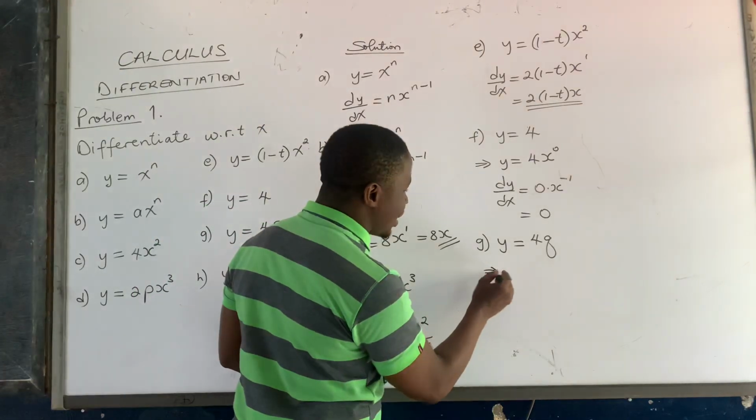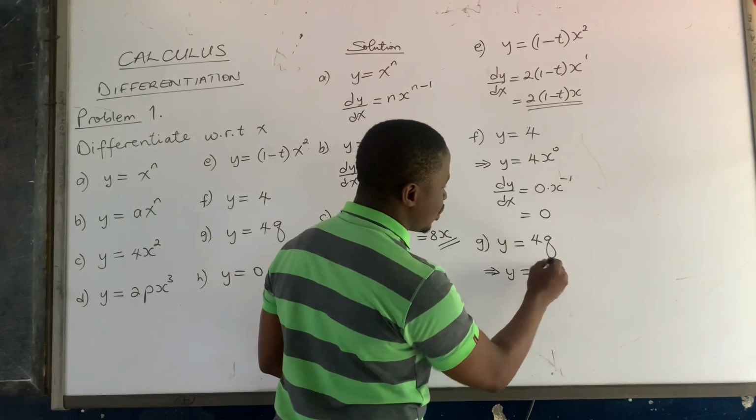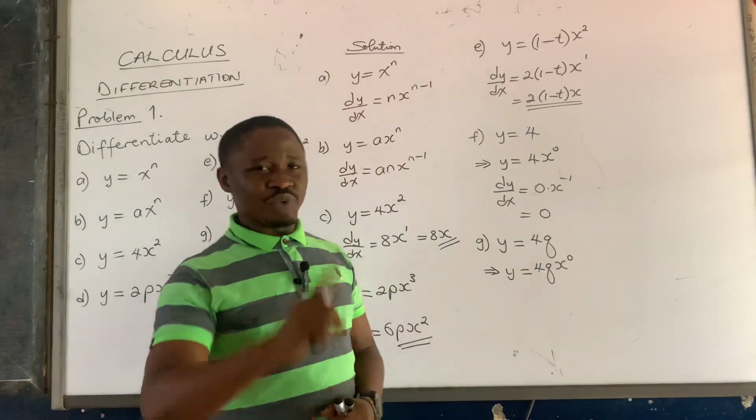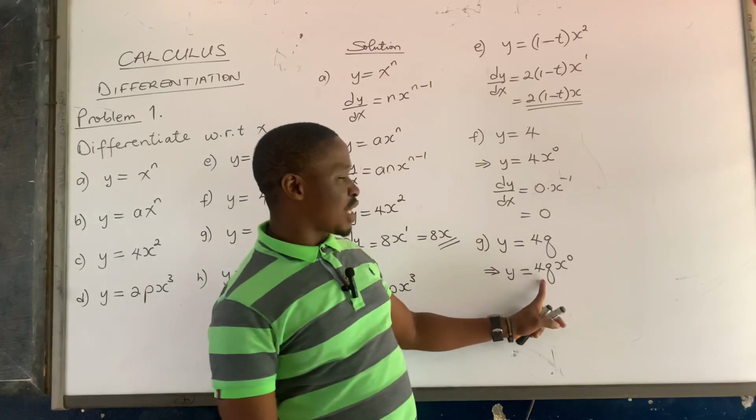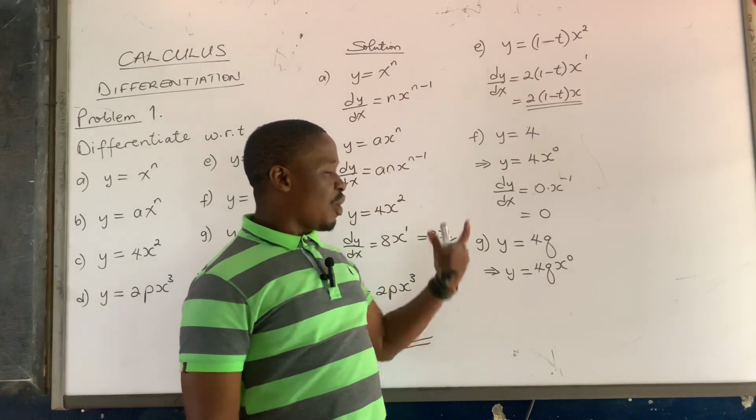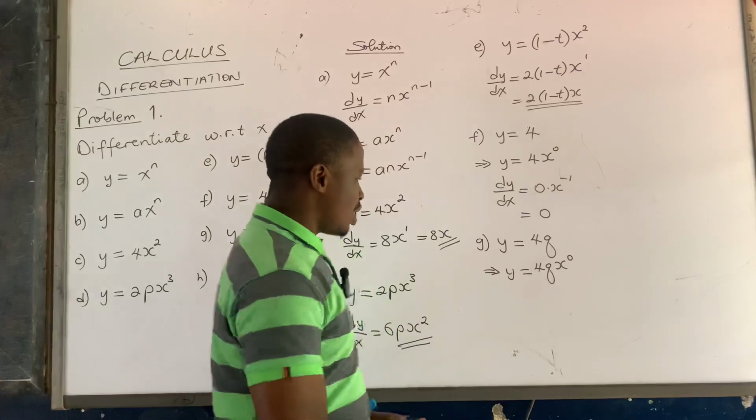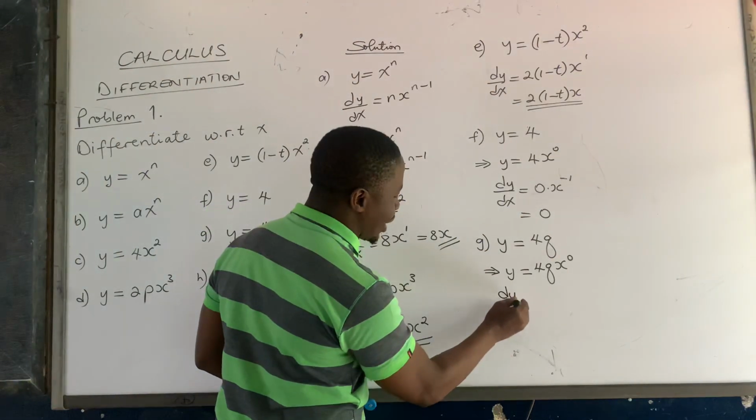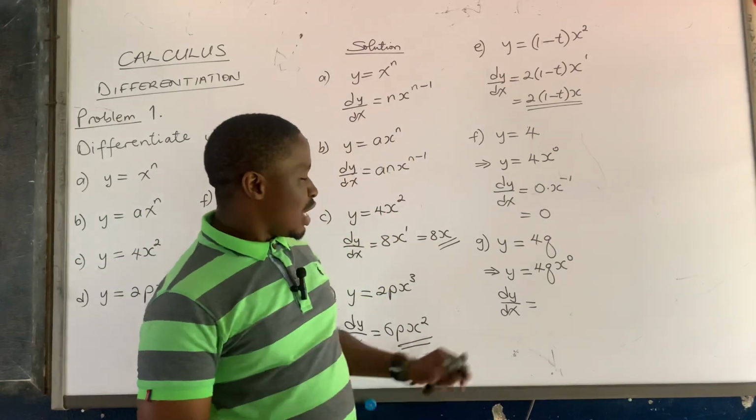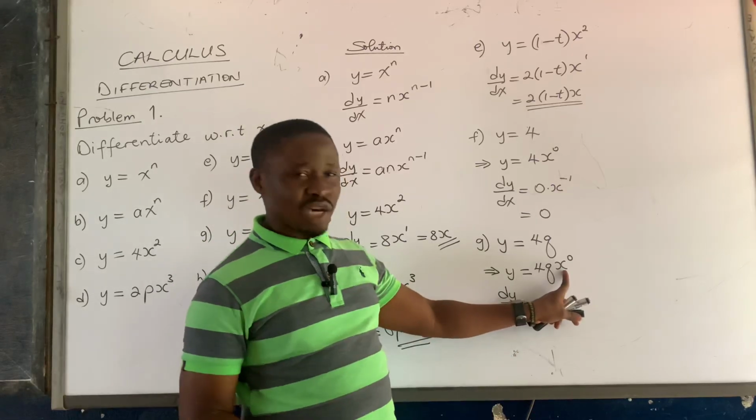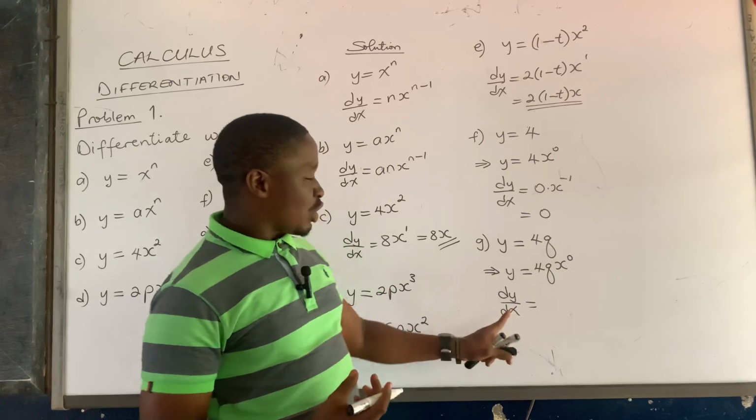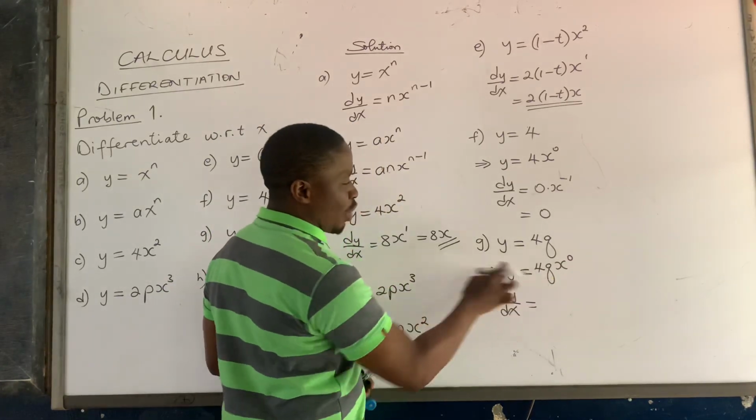So this one can be written as 4q x to the power of 0. If you say x to the power of 0, what do we get? We get 1. And that one multiplying 4q, we have 4q. So 4q can also be expressed as 4q x to the power of 0. Now we want to differentiate y with respect to x. So what do we do? Search for this x. This is the x. What is the power of x? It is 0. What is the coefficient of x? It is 4q. So to differentiate, the power multiplies the coefficient.